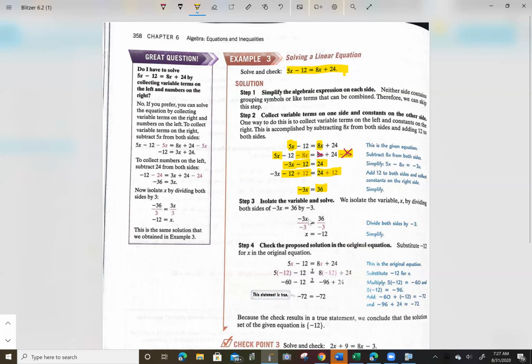Then we have negative 3x equals 36, so we need to divide both sides by negative 3. Negative 3x divided by negative 3 is x, and 36 divided by negative 3, we get x is equal to negative 12, because we have a positive being divided by a negative. And then it checks by substituting negative 12 back into the equation on both sides where the x was. And we get a true statement that negative 72 is equal to negative 72. So we know our answer is correct.